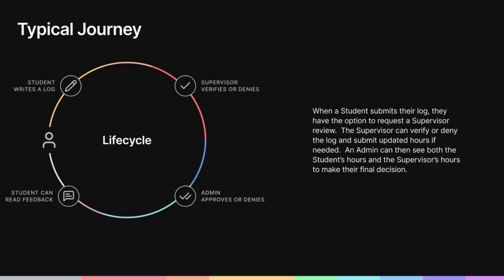So basically the admin has final say of the decision of approving or denying a log. They can use the supervisor verification or denial to aid in their decision, but they don't have to take that into account, and they can approve even if the supervisor denied the verification. And then after that, the student can read any feedback that the supervisor or admin gives on each individual log. So let's get into the app.